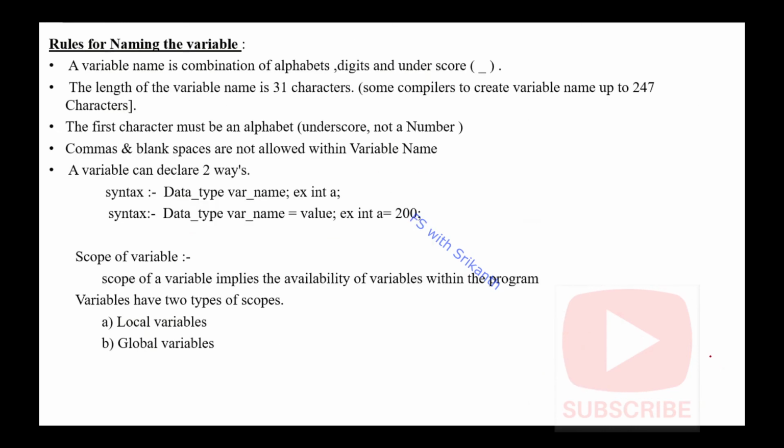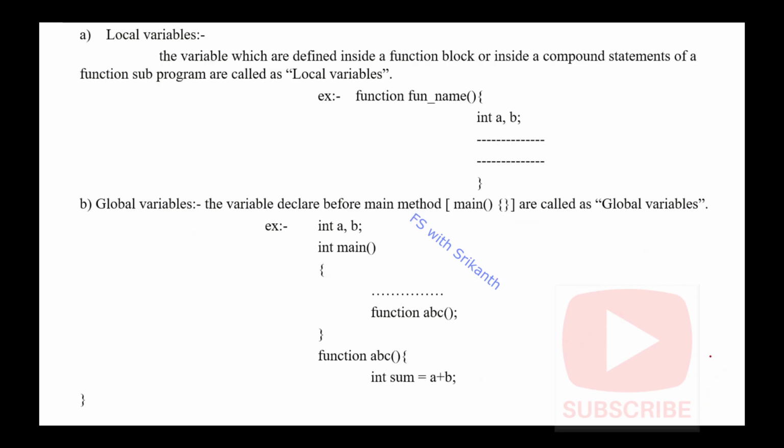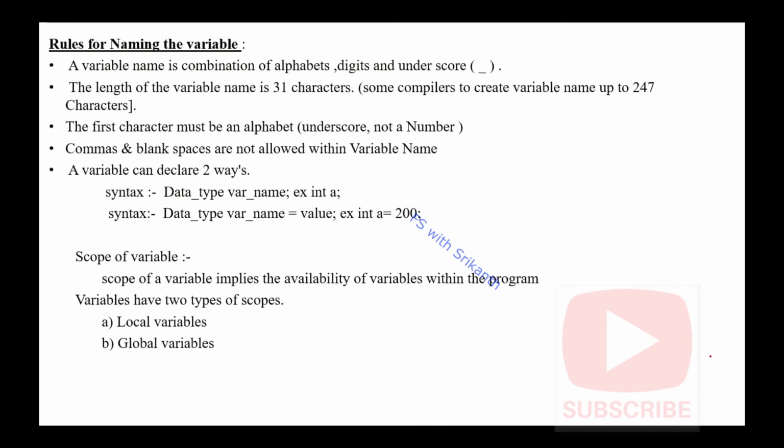Just observe local scope and global scope. And the variable rules are similar to identifiers. Same rules, everything is the same.